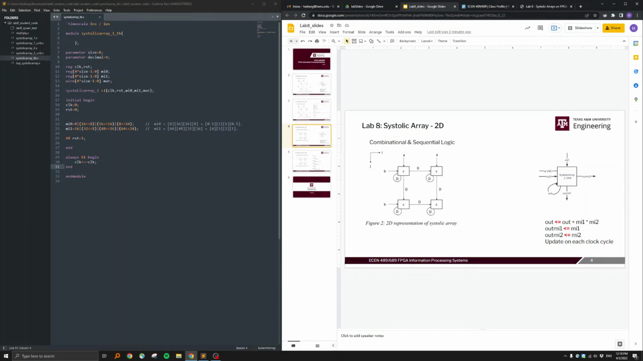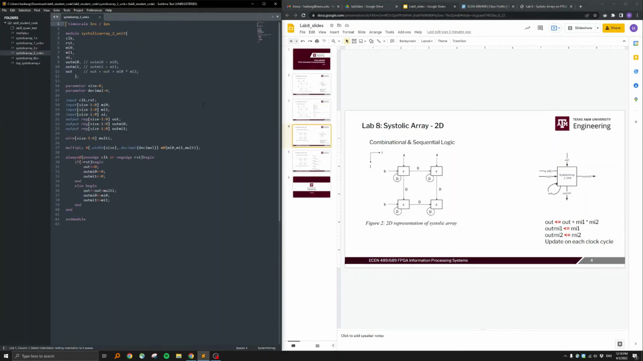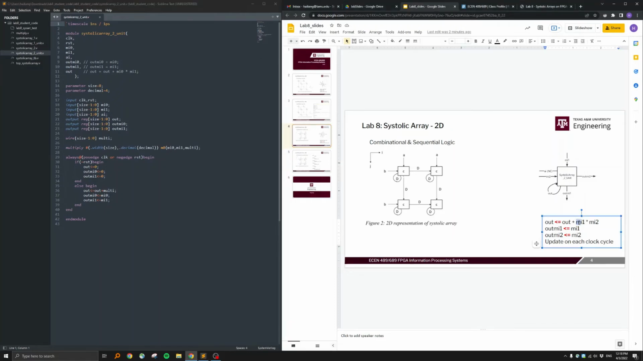Let's first introduce this small unit design. Basically, they are the same. We just have multiplication input 1 times multiplication input 2, and also plus the output here. This is the one difference.